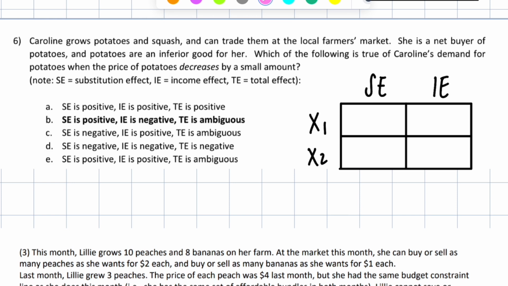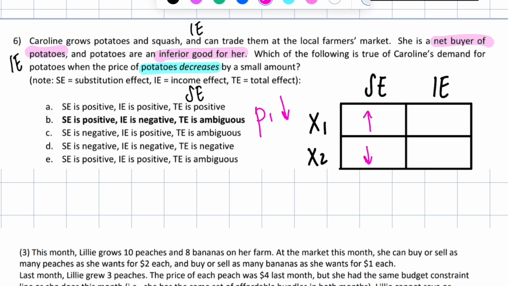We see that she is a net buyer of potatoes, so that tells us about that income effect. And we see that they're also an inferior good for her, which also tells us about the income effect. Then they say what happens as the price of potatoes decreases. So it's going to tell us about substitution effect. We have that price of potatoes, which is our P1 going down. So our X1 for substitution effect up and this one down.